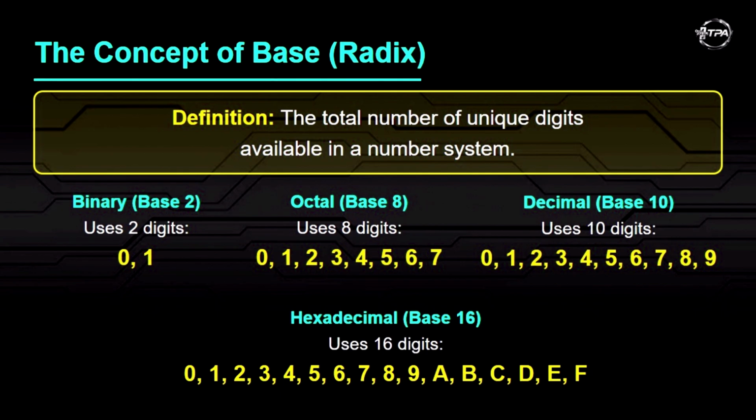Concept of base or radix. The base, also called radix, means the total number of digits available in a number system. Decimal system has base 10 because it uses 10 digits from 0 to 9. Binary system has base 2 because it uses only 0 and 1. Octal system has base 8 using digits 0 to 7. Hexadecimal system has base 16 using digits 0 to 9 and letters A to F. The radix tells us how many symbols are allowed.